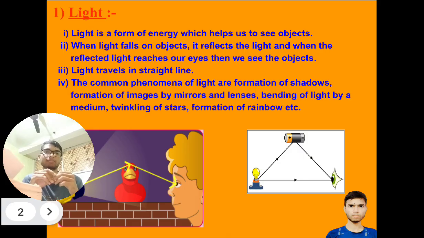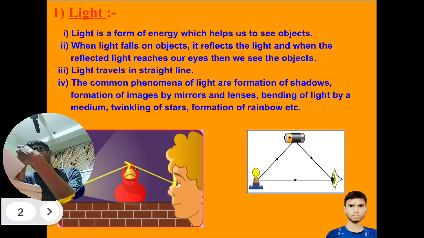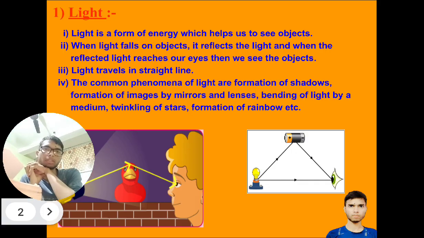That's why the main point is that any object which allows light to pass will not form a shadow. Any object which will block the light will form a shadow. Clear?